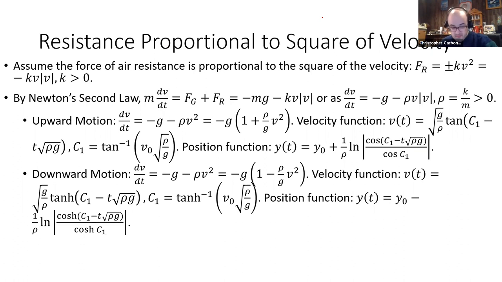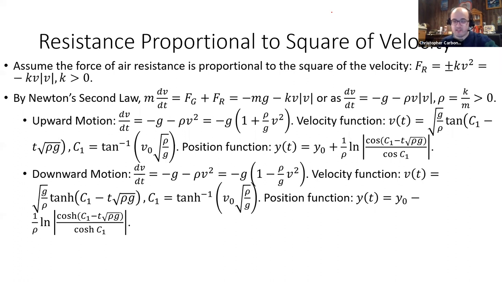the force of air resistance, which is equal to −mg − kv|v|. Or we could write that as the derivative of the velocity with respect to time is equal to −g − ρv|v|, with ρ = k/m being greater than 0. For the upward motion, this will be defined as dv/dt equal to −g − ρv².